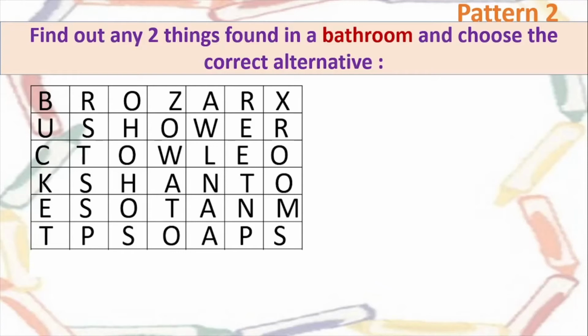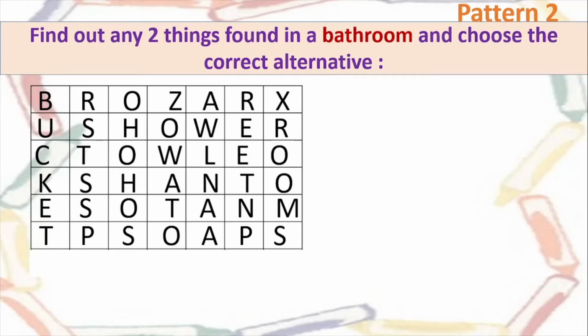Let's move on to pattern 2 now, where you find out any two things found in a XXXX. In the pattern where I was showing you the patterns, there were lots of X's there. So there I told you, they will give you a particular situation, a particular place. So here we have a particular place. Find out any two things found in a bathroom and choose the correct alternative. So you have to find out pairs of things.